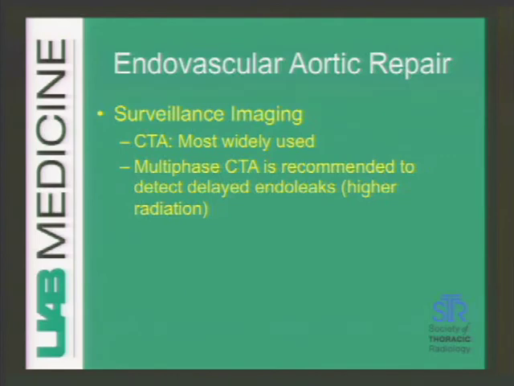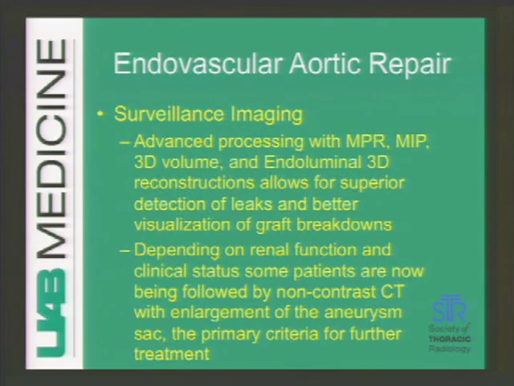Surveillance imaging, CTA, is the most widely used. MR works very well for certain types of stents, the nitinol stents, but you can't really use it for the stainless steel stents. And I think even with the nitinol stents, the vascular surgeons are more comfortable with CTA, so we tend to mainly follow all of our patients with CTA. You can do multi-phase imaging, which is recommended to detect delayed endoleaks, and that gives you a little higher radiation dose, but you can pick up more endoleaks that way.